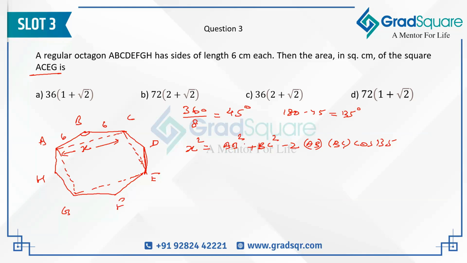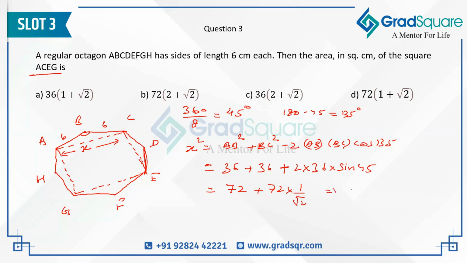Now AB is 6 units, BC is also 6 units. So if you look at this, this is going to be 36 plus 36 minus 2 times 6 into 6, which is again 36, and cos 135. Cos 135 is effectively going to be cos of 90 plus 45. Cos of 90 plus theta is minus sine theta. So this minus then becomes plus, and it becomes sine of 45 degrees, right? So this is going to then give me 72 plus 72 times sine 45, which is 1 by root 2.